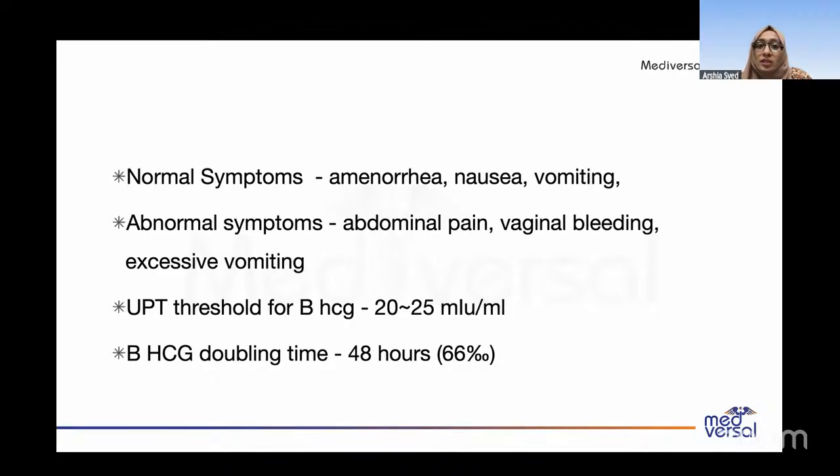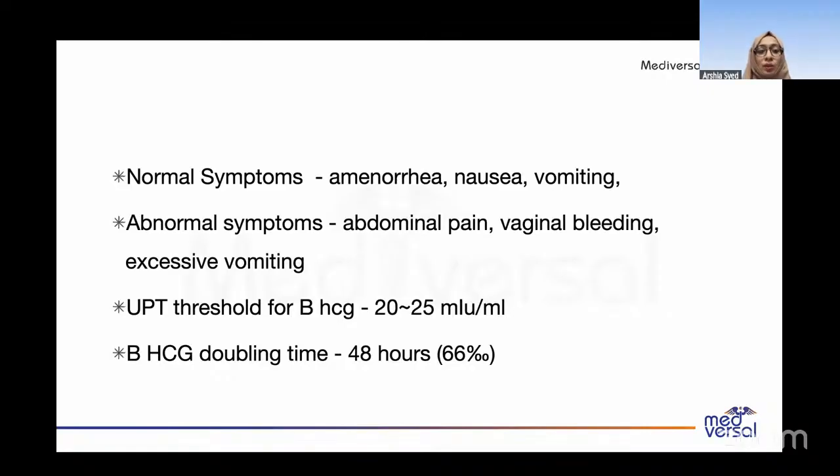Okay, next, having nausea, vomiting, and giddiness, these are all signs by which the woman will know that she's pregnant. These are symptoms provided by nature so that the woman understands that she probably has a chance of being pregnant. So these are the so-called normal symptoms. So when do you consider symptoms to be abnormal in pregnancy? Any sort of abdominal pain, vaginal bleeding, or excessive vomiting are abnormal symptoms in the first trimester. If the patient presents with such symptoms, they definitely have to be addressed.